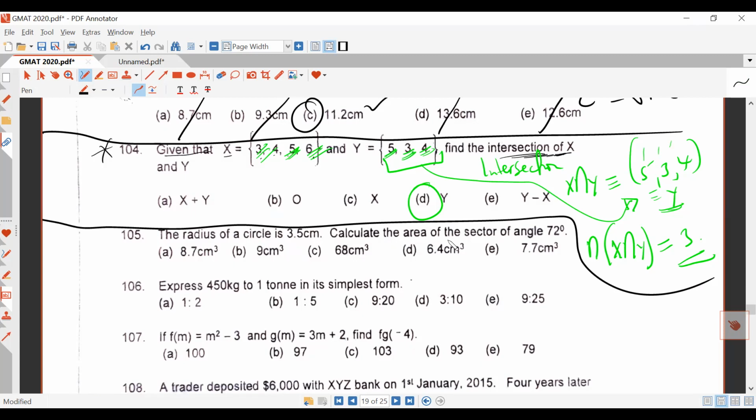Question here. Area of a sector. The radius of the circle is 3.5. Calculate the area of a sector.